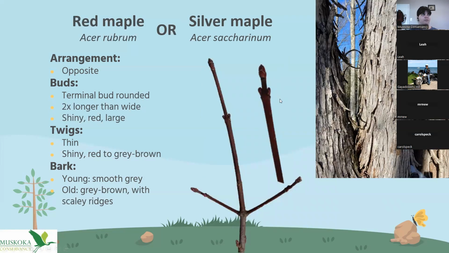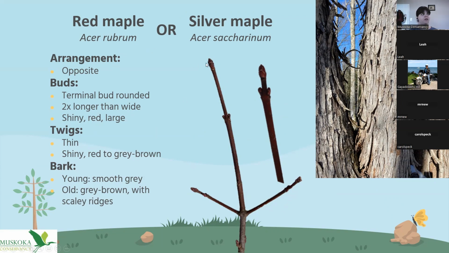Next is our red maple or silver maple. So you'll see I've grouped the two together here, and that's because they're actually very, very similar. And in the wintertime, you can't really tell the difference between the two. So I've grouped them together. Red maple is Acer rubrum and silver maple is Acer saccharinum. So of course, these guys are opposite in arrangement as well.